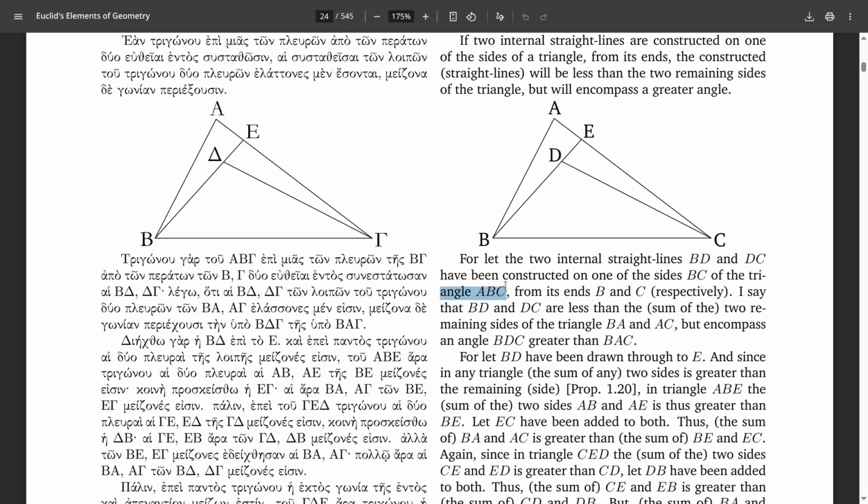Two remaining sides of the triangle, BA and AC, but encompass an angle, BDC greater than BAC. Blood alcohol. Yeah, I can't help myself. I'm a child on the inside.